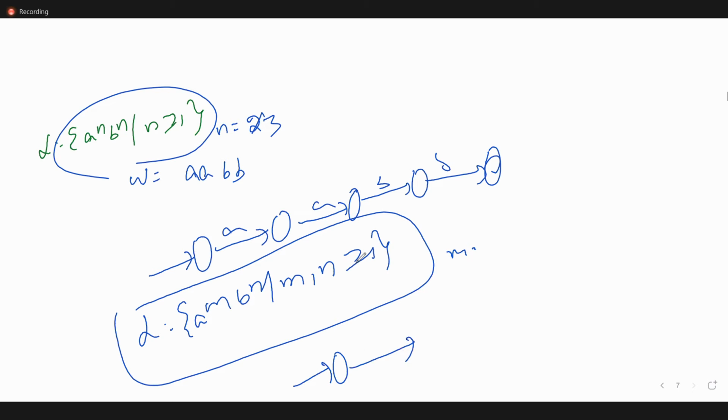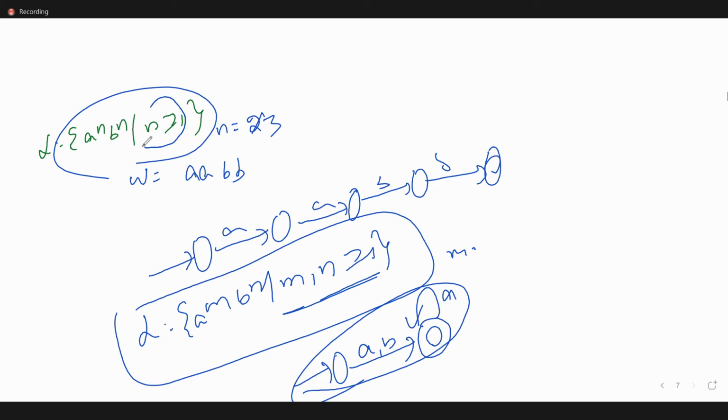So greater than or equal to 1 means it may have A, after this you may have any number of A's, or it may start with B, after that you may have any number of B's. So we can construct the finite automata for m, n greater than or equal to 1.